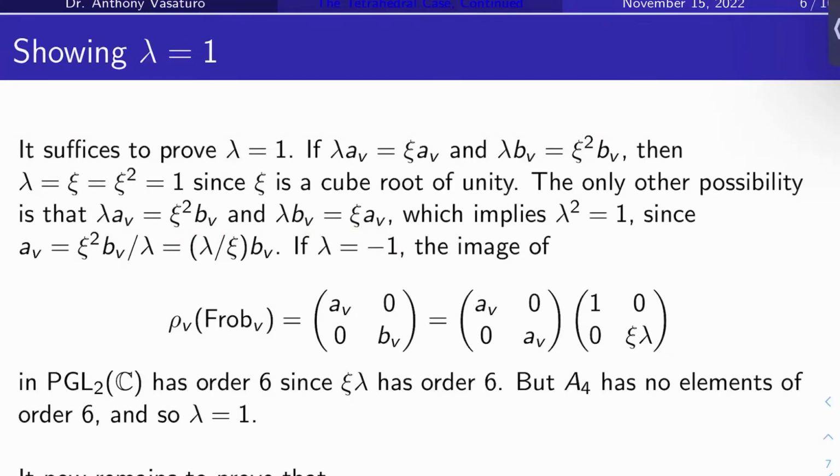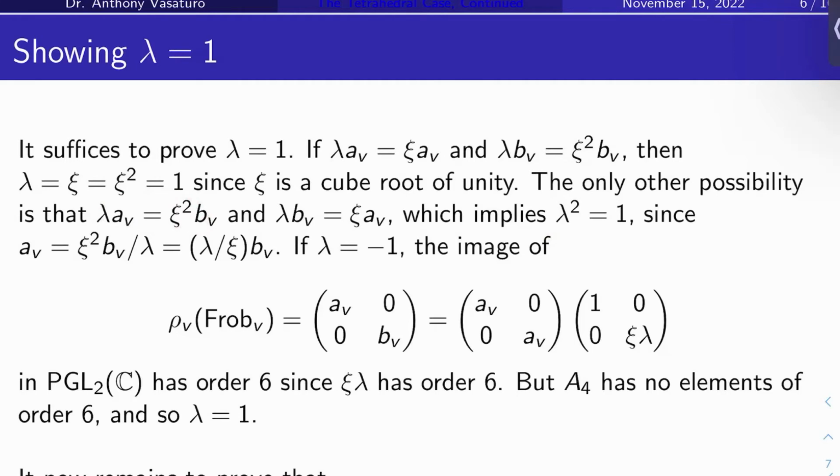That's a little exercise I'll leave for you, but I'll give you a hint. These relationships here tell you that A sub b is C squared B sub b over lambda, i.e. that it's lambda over C B sub b. Now use this equation to conclude lambda squared is 1. You can do this easily. Okay, great. So lambda is plus or minus 1 then, right?